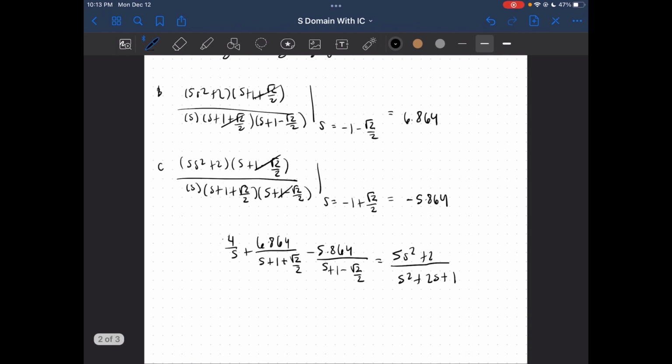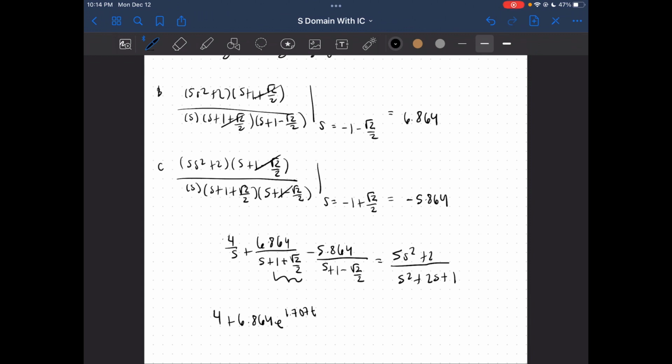And then we're going to want to convert all of these into the time domain. So we're going to use the Laplace transform table. And the inverse of 4 over s is just 4. And the inverse of 6.864 over (s plus 1 plus square root 2 over 2) is 6.864 e to the negative 1.707 t, and we get 1.707 by adding 1 plus square root 2 over 2.